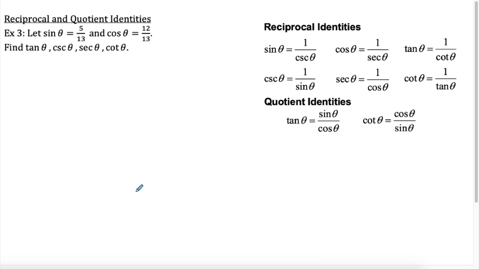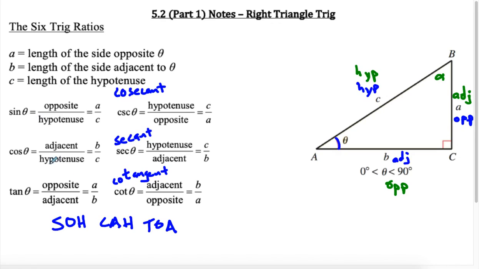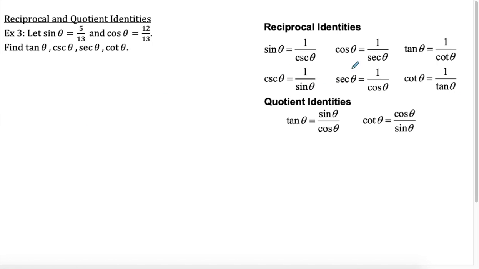So let's now take a look at our reciprocal and quotient identities. So the reciprocal identities here are really the same as what we said up here, right? We said sine and cosecant. If I just flip them, okay, they're reciprocals of each other. That's just saying the same thing here. Sine is the same as 1 over cosecant. Cosecant is the same as 1 over sine. Cosine and secant are reciprocals. Tangent and cotangent are reciprocals. Okay, the quotient identities then are also going to be pretty important.